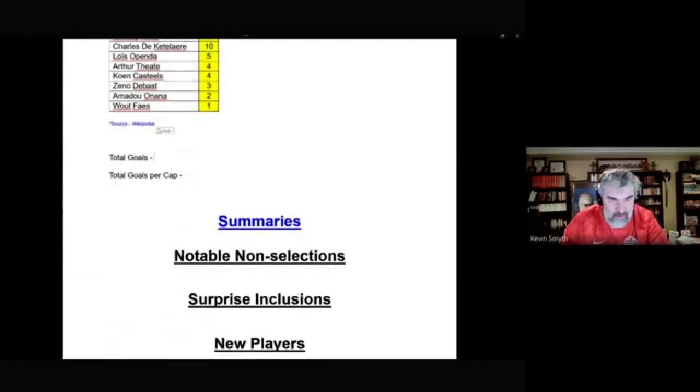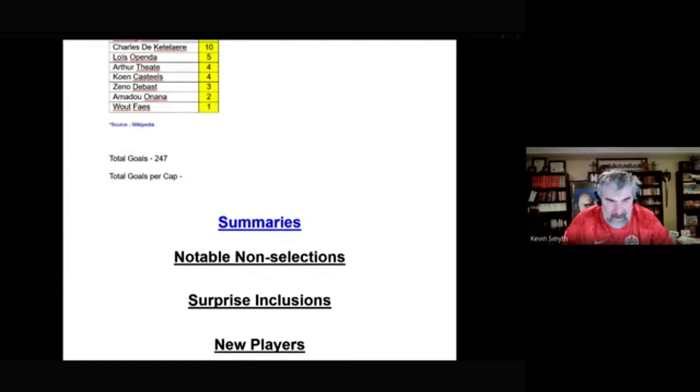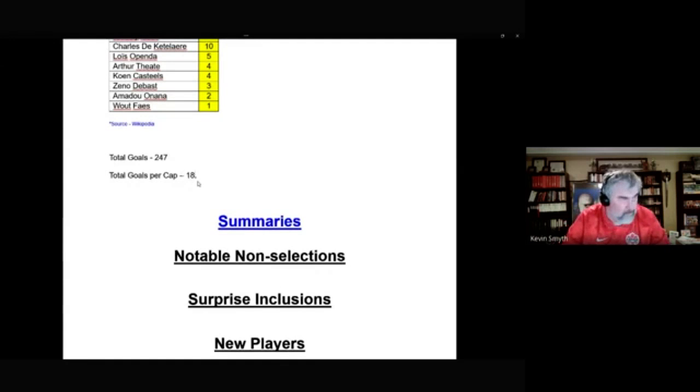Total goals for the squad is 247, which is also really high. The average is 122, so this is more than double the goals any team has. However, when we divide that by the number of caps they have, it's not as extreme as it seems. But their total goals per cap is 18.2, and the average is 13.6. So it is very high. It is, in fact, the highest. So this would make them the top scoring team.